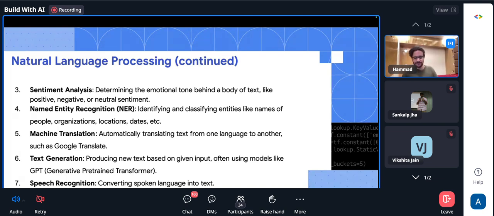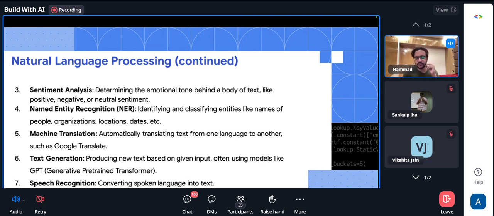I'm having some problem with my internet, so let's move ahead. Sentiment analysis basically means to determine the meaning of a sentence, whether it is a positive or negative or neutral statement. And so is machine translation. We can translate text from one language to another. Nowadays, we can translate from any language to any other language through cross learning.